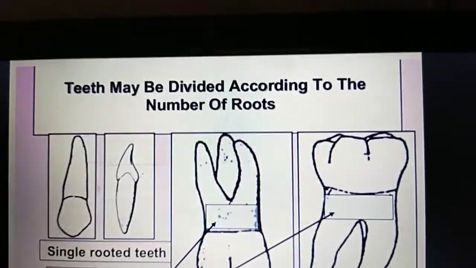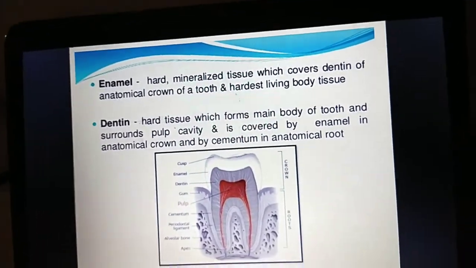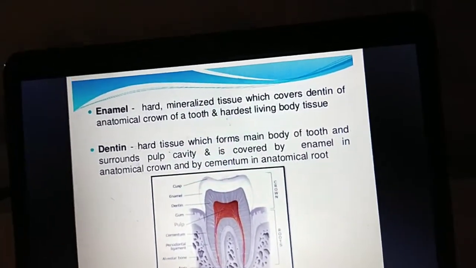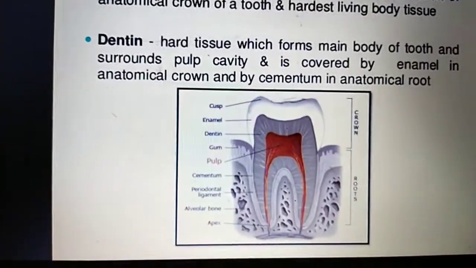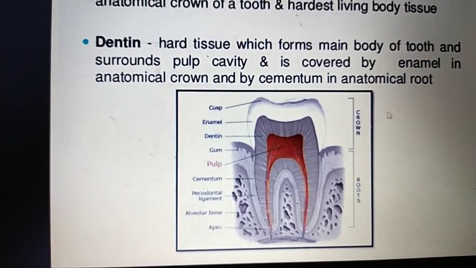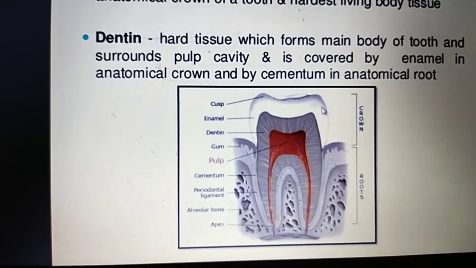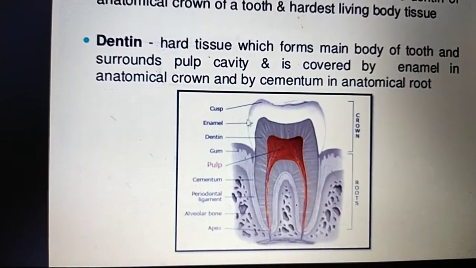You can go for the next slide. Enamel. I already explained what the enamel is. What you can see here is white, dense, the hardest substance present in the teeth. This is the enamel, that covers the crown.